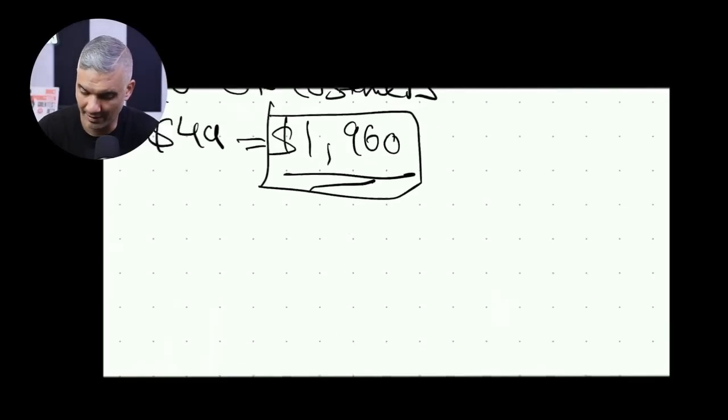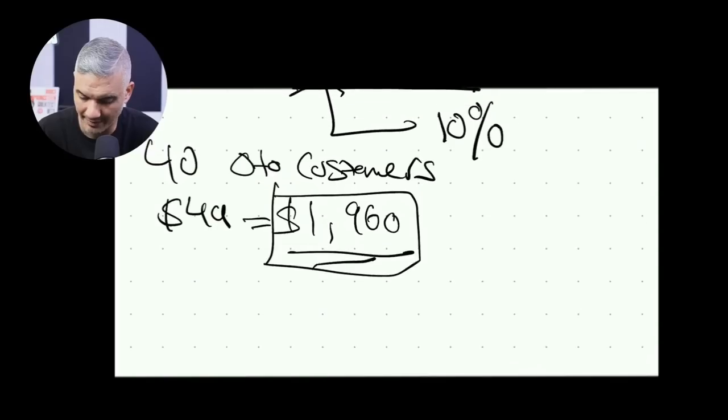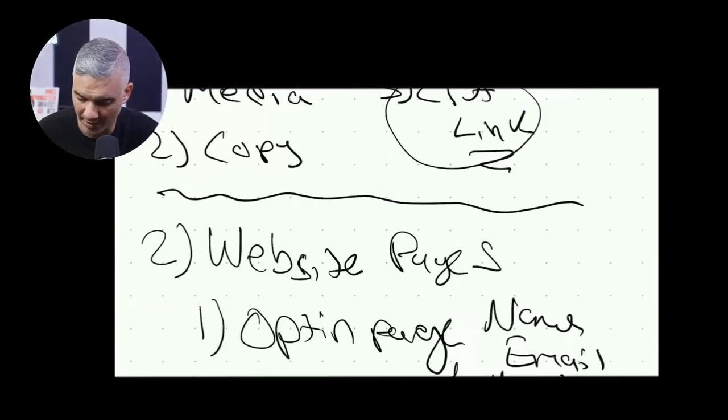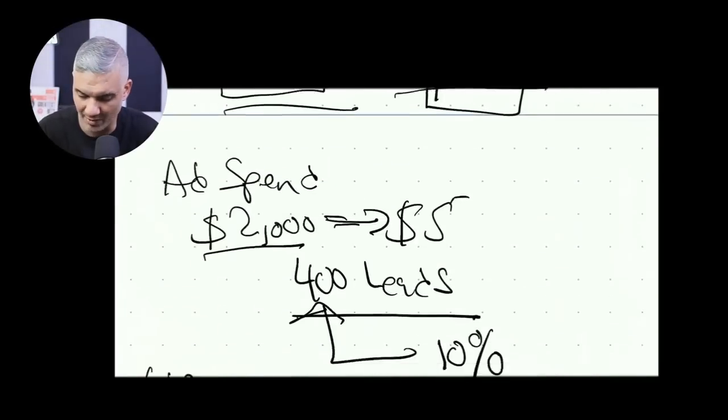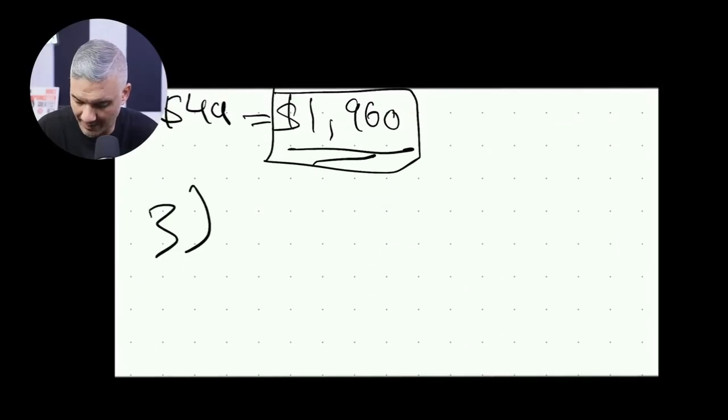So now you have all these leads. You have 40 new customers. What's the next step here? How do we make more money out of this whole situation? The next step we have in this process is a webinar. So we have step 1, which is the actual ad. Step 2, they go to the website, they have the one-time offer. And step 3 is a webinar.